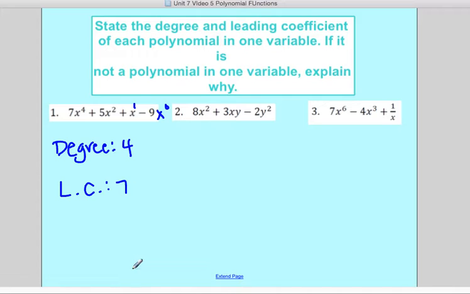All right, number 2. First of all, is it a polynomial in one variable? I have x, I have xy, and I have y. There's not one variable, there's two, so that means it's not a polynomial.